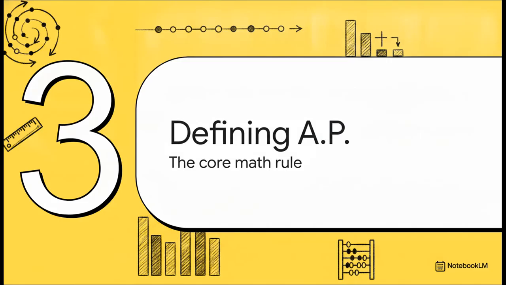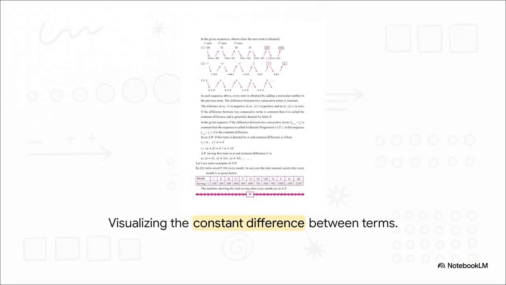Let's jump into Section 3, defining arithmetic progression. This is the core mathematical rule of our explainer today. I want you to direct your attention to the pink arrows you see here. Look at the first sequence, 100, 70, 40, 10. The arrows show us exactly how the next term is obtained. We are taking 100 and adding a negative 30 to get 70. Then we add negative 30 again to get 40. In the second example below it, we start at negative 7, add positive 3 to get negative 4, add positive 3 again to get negative 1. By adding a very specific, constant number, step by step, we generate the entire progression.